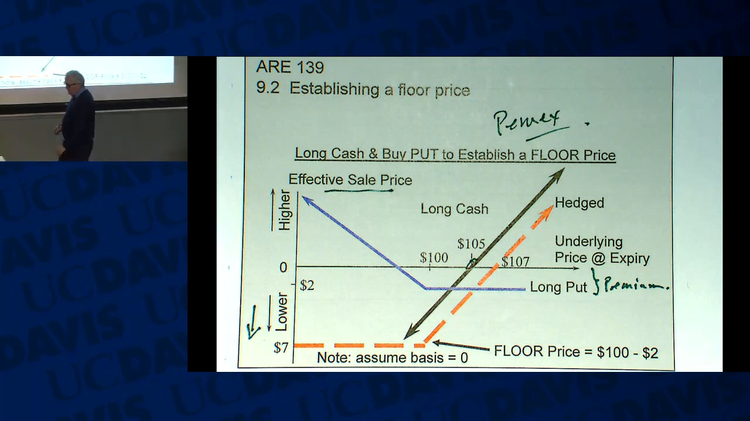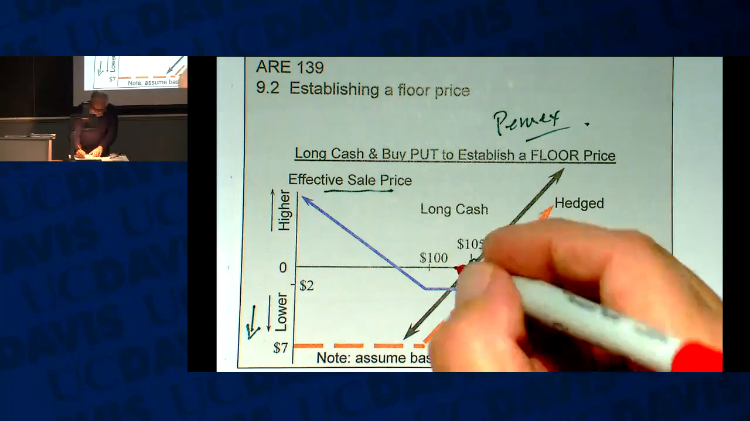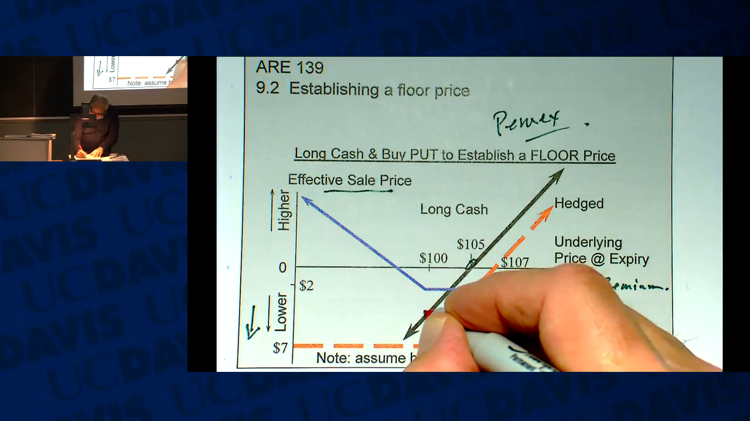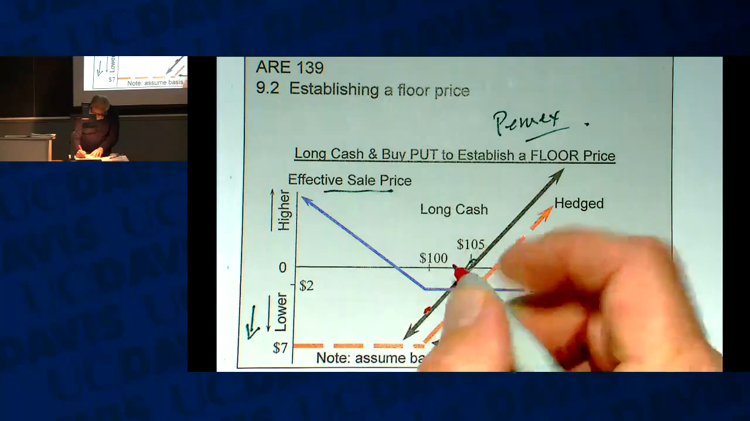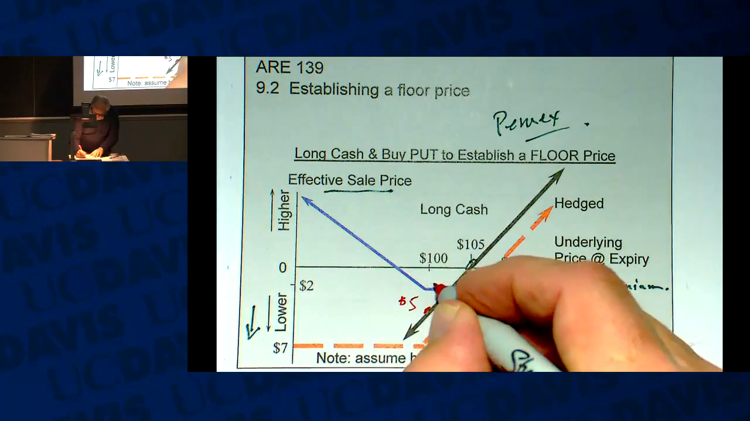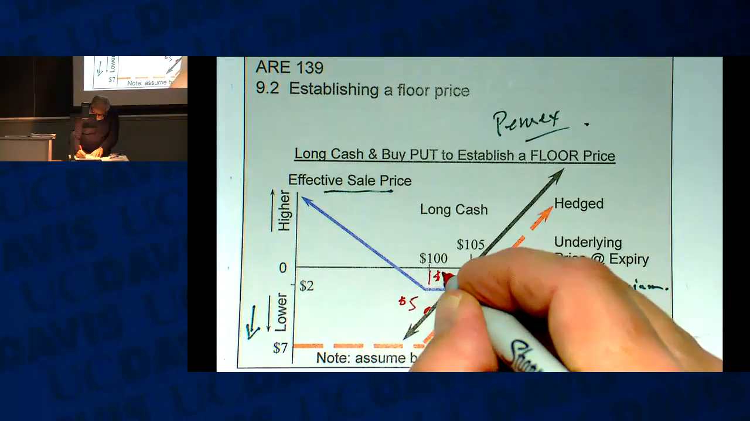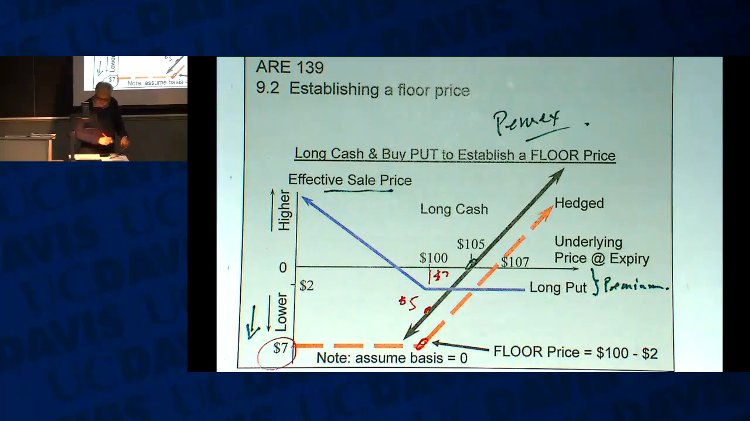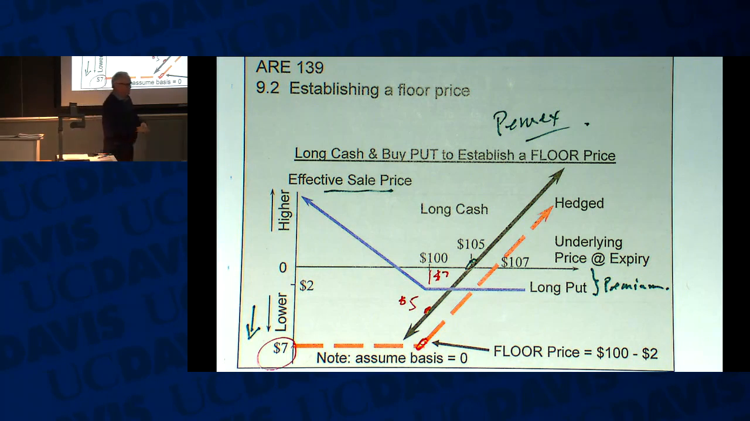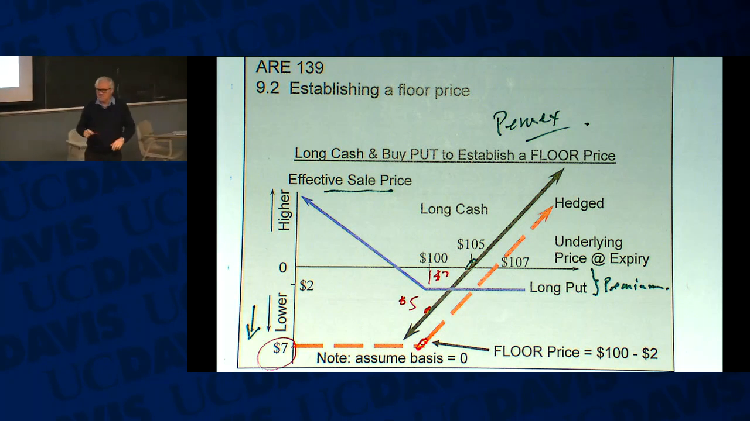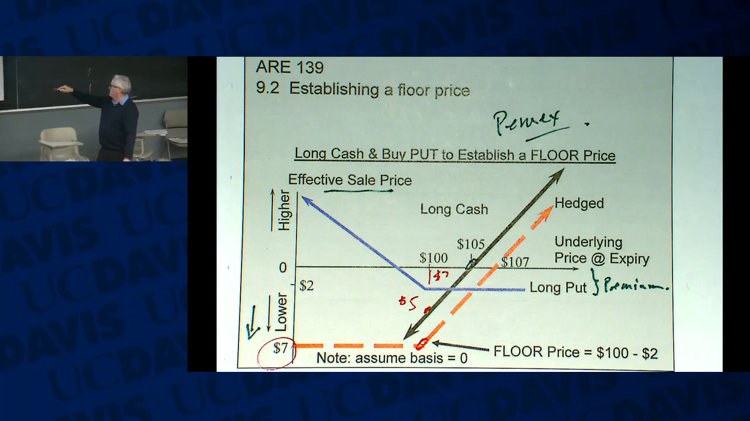And you can see that if the price goes from 105 to 100, okay, then you're going to lose $5 on the futures, right? And you've lost your premium of $2. That's $2. So 5 plus 2 is 7. So that's this point here. 5 plus 2 is 7. So you can practice establishing where this hedged position lies.